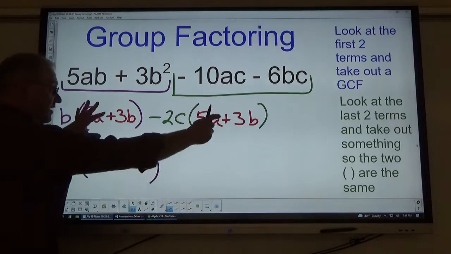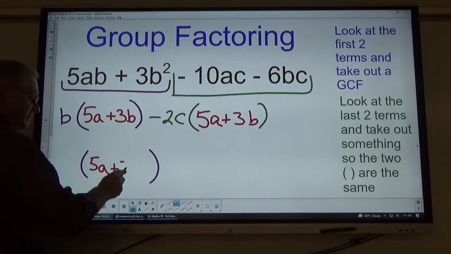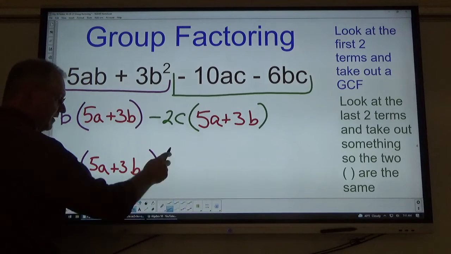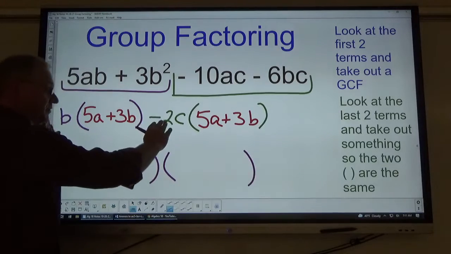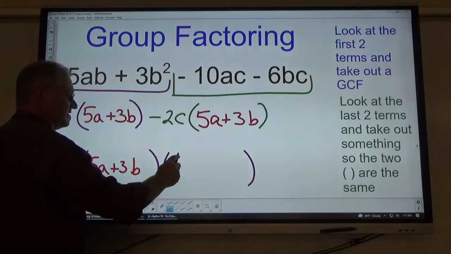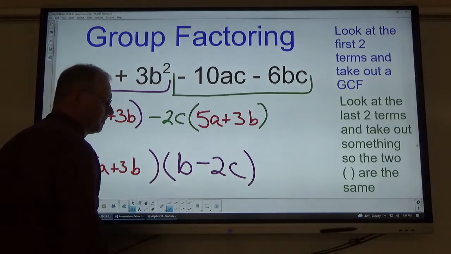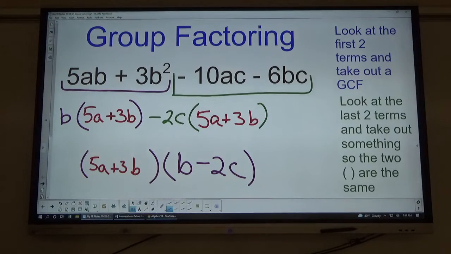So I'm going to take this 5a plus 3b, and then the other parenthesis, I'm going to take these two things and just move them into the other parenthesis, b minus 2c. And that's group factoring. Once you've gotten to this point, you've factored it. This is only an intermediate step. You have to get down to here. So there is your group factoring.